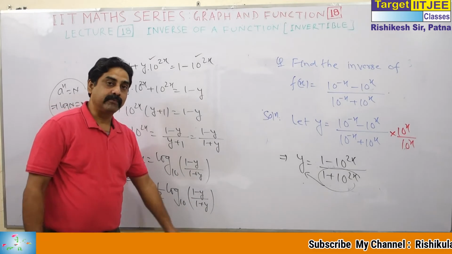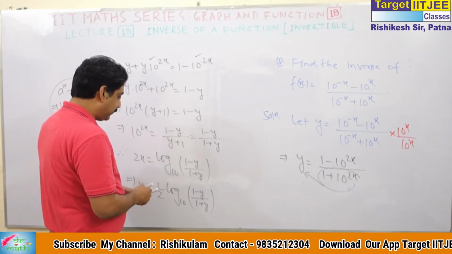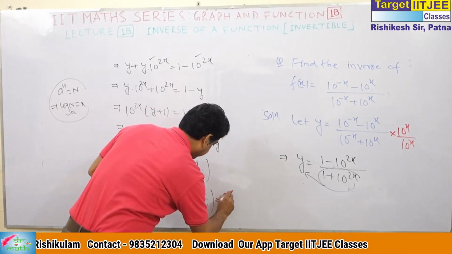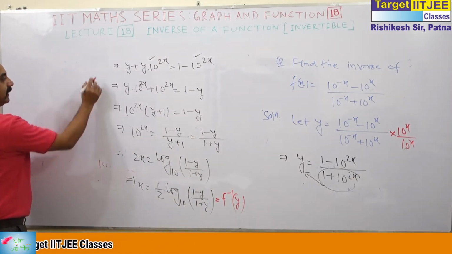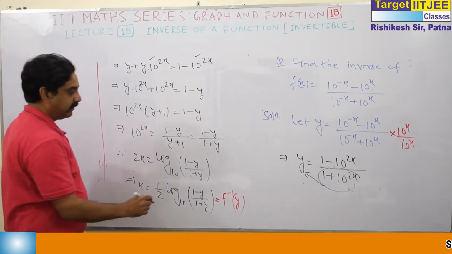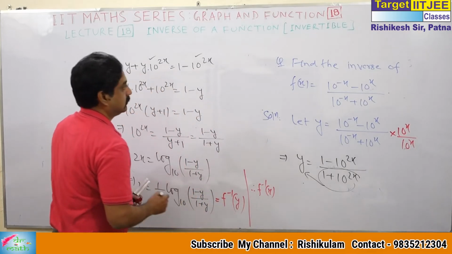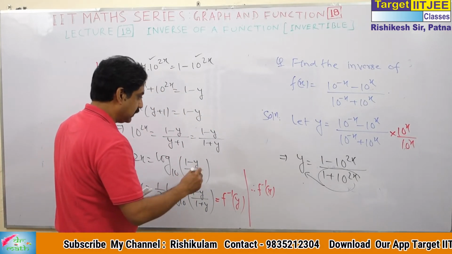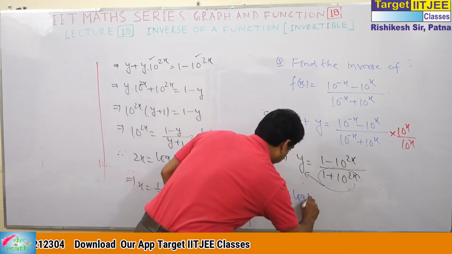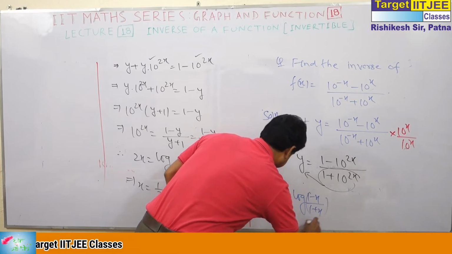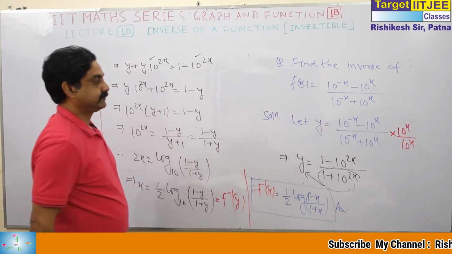X is expressed in terms of y. So this is actually f inverse y. It comes in terms of y, and we write the final answer in terms of x. Therefore, what is f inverse x? f inverse x is actually 1 by 2 log of (1 minus x by 1 plus x). This is the answer of this question.